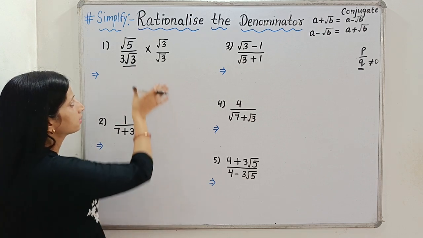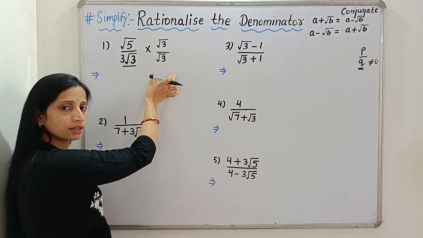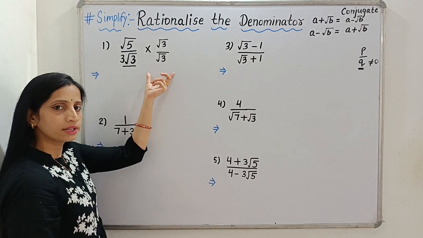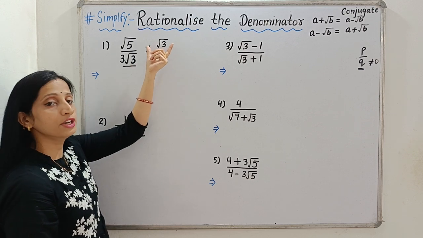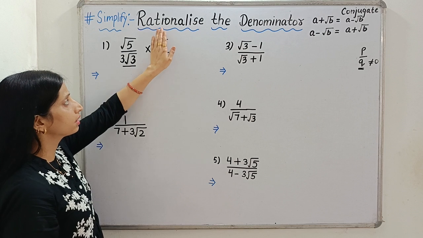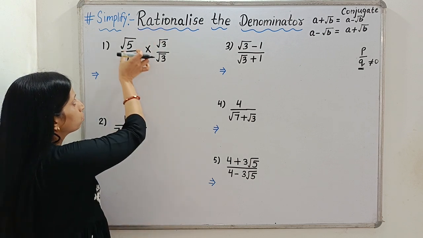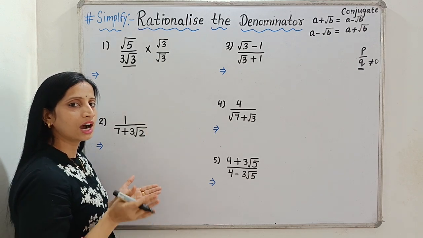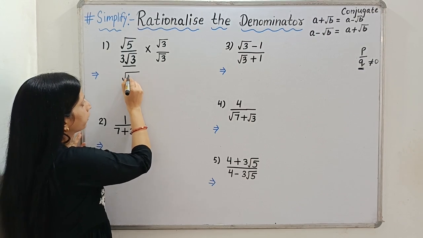Now let's see why we are multiplying the numerator and the denominator. This is the rule: whenever you multiply the denominator by the same term, you multiply the numerator as well. This will not affect the given expression. So let's do root 5 multiplied by root 3. As we have already learned how to multiply this, what will it be? Root 15.